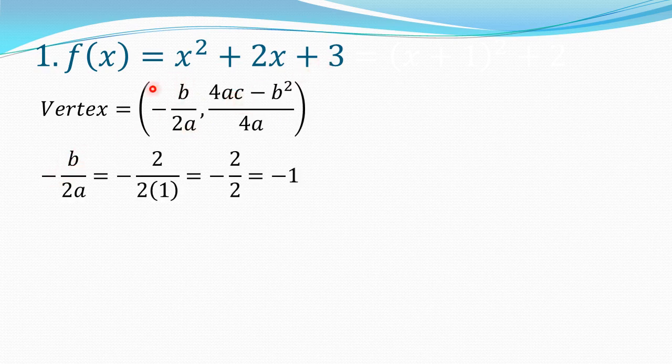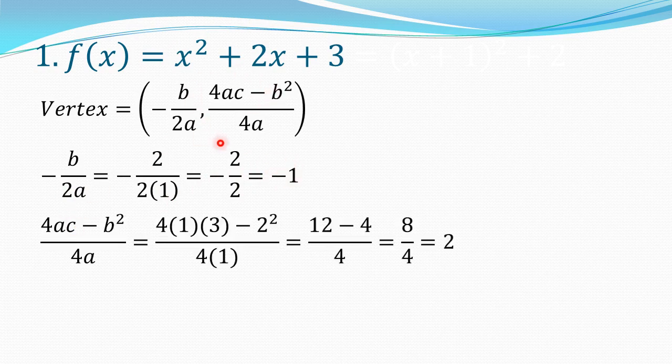Negative b over 2a, the x coordinate of your vertex: your b is 2, so negative 2 over 2 times 1, because your a is 1 here. So negative 2 over 2 is just negative 1. How about your 4ac minus b squared over 4a? This quantity right here is your y coordinate. Calculating that, we have 4 times 1 times 3 minus 2 squared, all over 4 times 1. All these numbers came from this one. So calculating this, we have 12 minus 4 over 4, 8 over 4 equals 2.